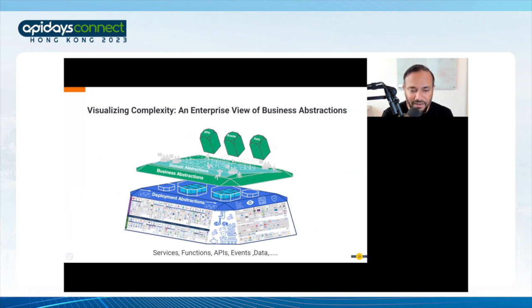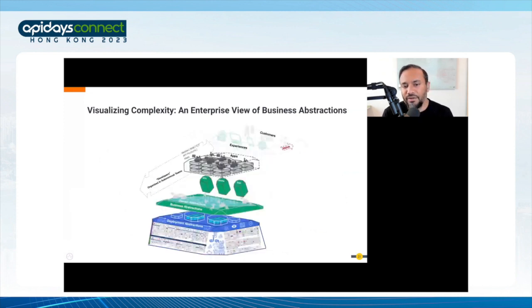So you create services, functions, APIs, events, data, the things that are required to create a business functionality. And those business abstractions can be categorized into domains. That's where you do the partitioning. Either you use domain driven design or an architecture concept like cell based architecture, and group these workloads and have a proper way of managing that.